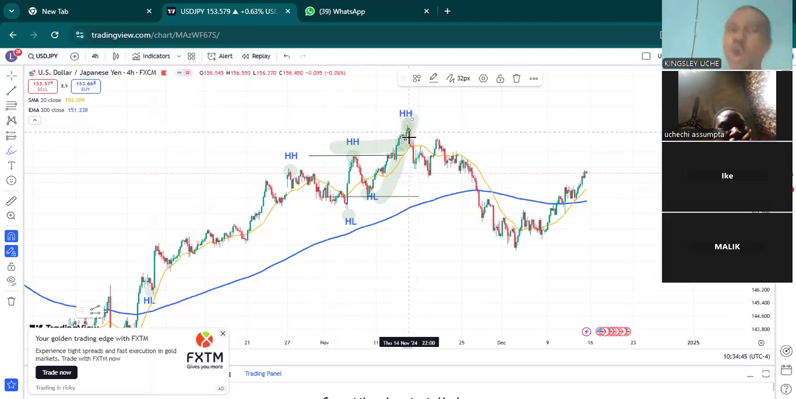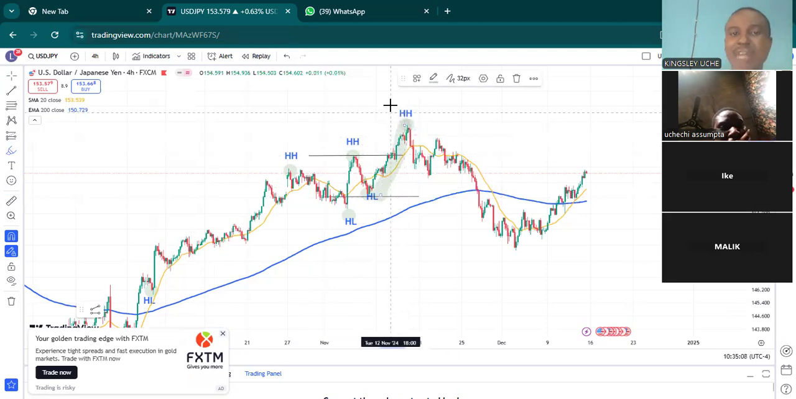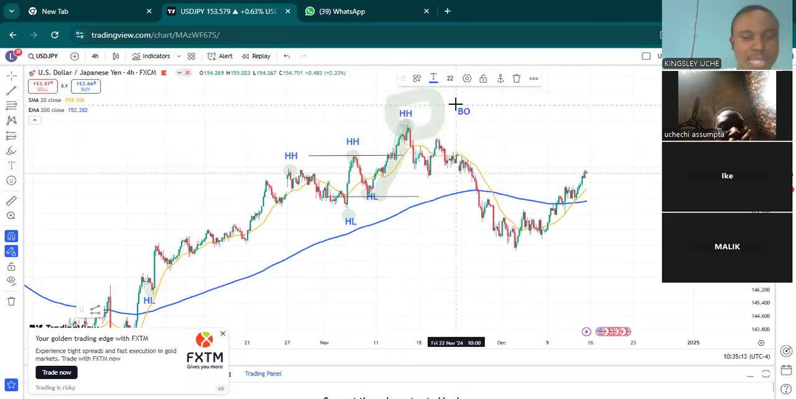So our break of structure comes after we have put in our horizontal line at the top of the current higher high. That's how we get our break of structure. The price goes up, crosses the horizontal line, comes up and creates the new higher high. Now this new higher high is the break of structure. That's the break of structure, right?